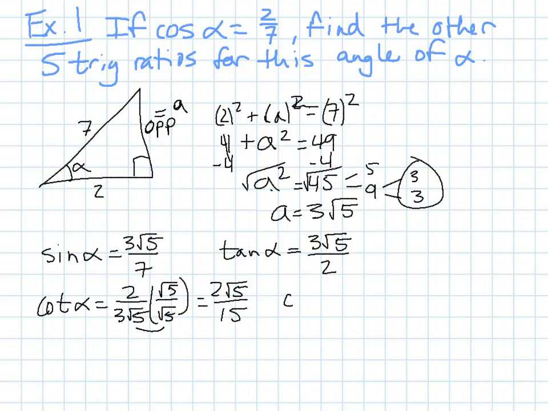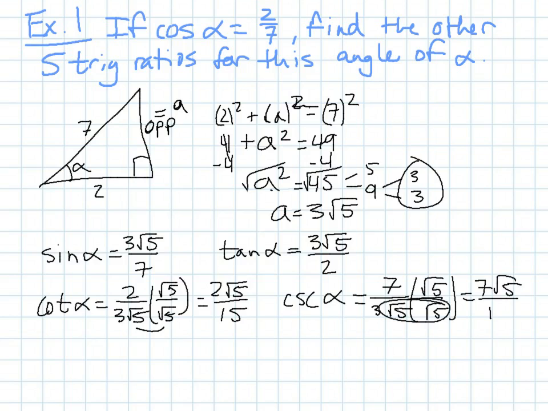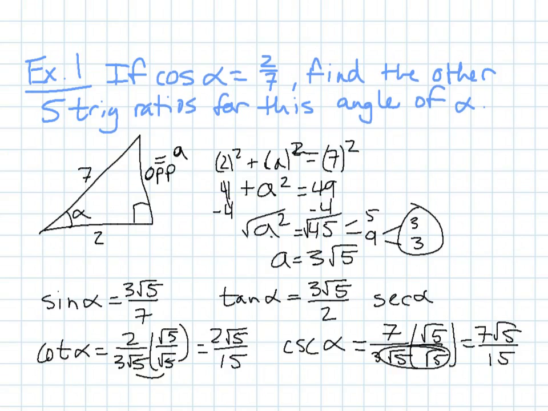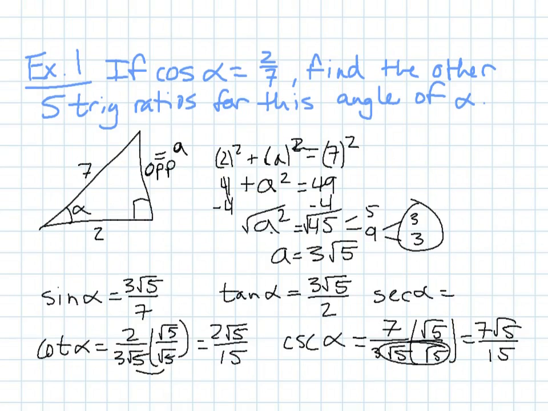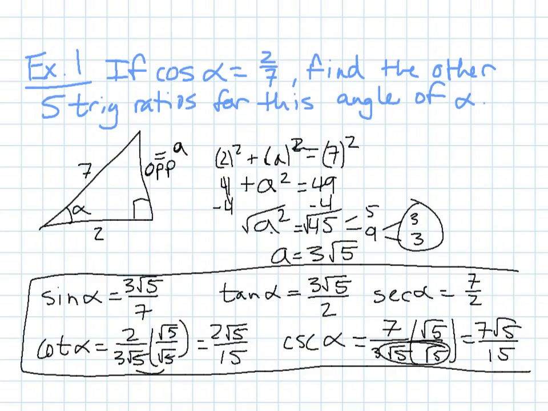Cosecant will be the reciprocal of sine. So that gives me 7 over 3 square root of 5. So do the same thing, rationalize. So that gives me 7 square root of 5, and then these combine to make 5, so it's over 15. And then the last one is secant. Here it's the reciprocal of cosine. We were given cosine to begin with, so the reciprocal of 2/7 is 7 over 2. So then that would be all of my answers to find the trig ratios.